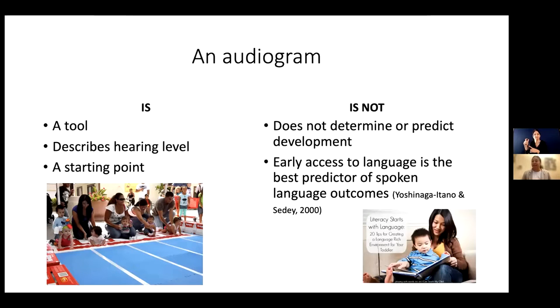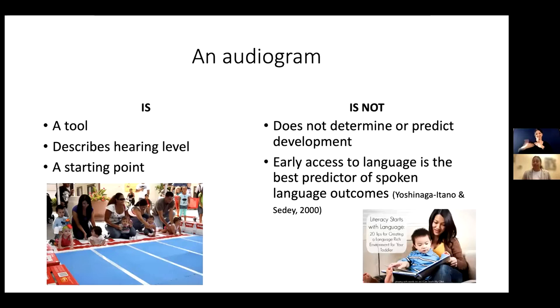can help to guide decision-making around the communication method that you'll choose for your family, whether it's ASL, verbal, or total communication. An audiogram and a child's hearing levels do not determine or predict your child's development. It doesn't predict their language development, their cognitive development, social development. The audiogram alone does not determine any of development in any of these areas.